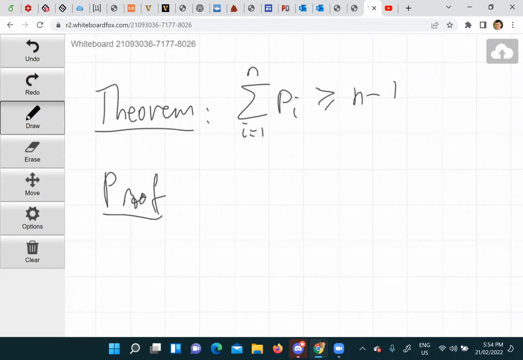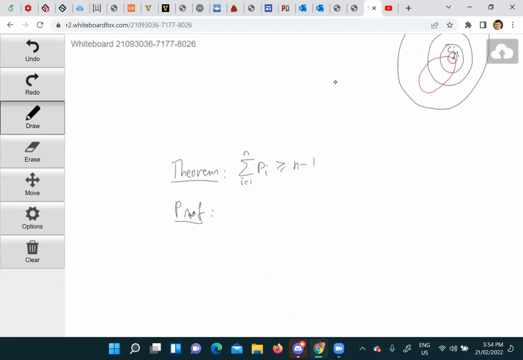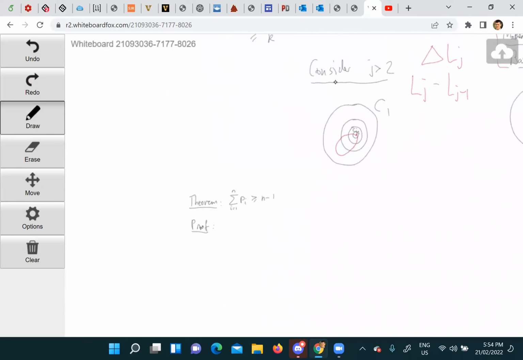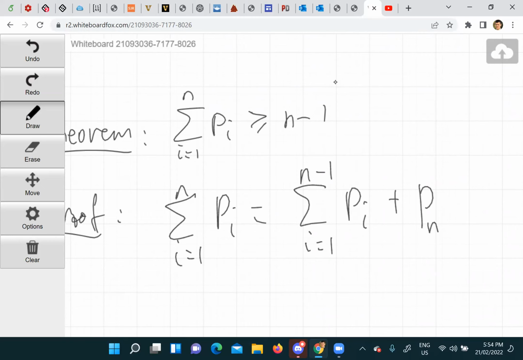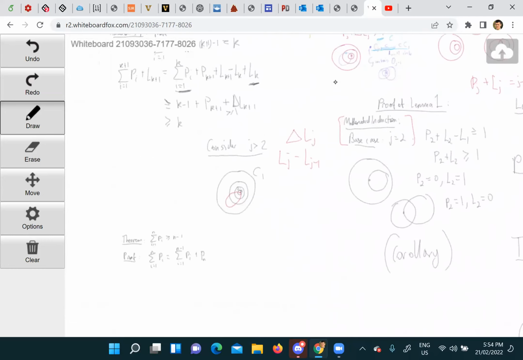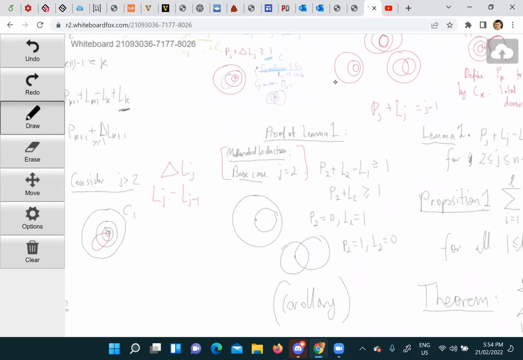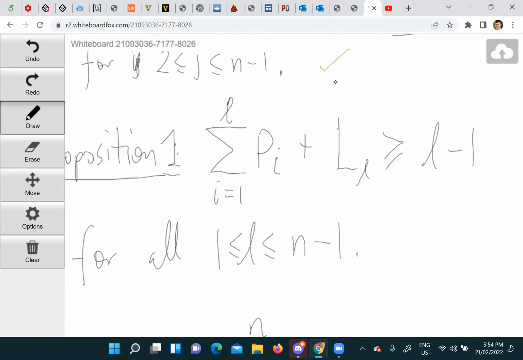Proof. Okay. So look at the results we've already proved, yeah? So we write the sum of n_i for i equals 1 to pi is equal to the sum of n_i minus 1 for i equals 1 to pi plus pn, right? Now by lemma, by proposition 1, yeah? Proposition 1 works for all L less than or equal to n minus 1. So let's put n minus 1 for L, yeah?